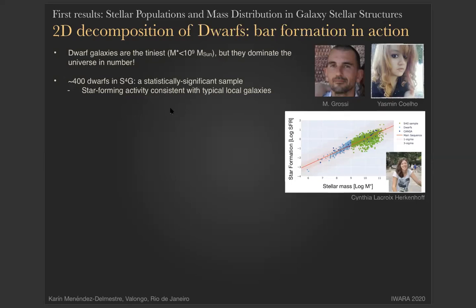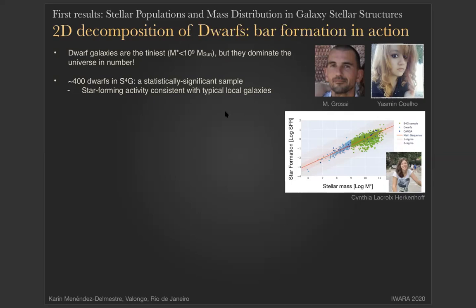And what we did was looking at 400 dwarfs in S4G. So this is a statistically significant sample that we're looking at. And work, for instance, that we're bringing into the team, into this part of the work, Cynthia Herkenhoff, another undergraduate student at Valongo. She's actually from mathematics, but she's participating in this work.